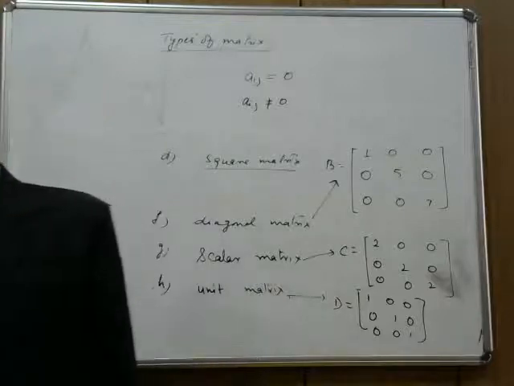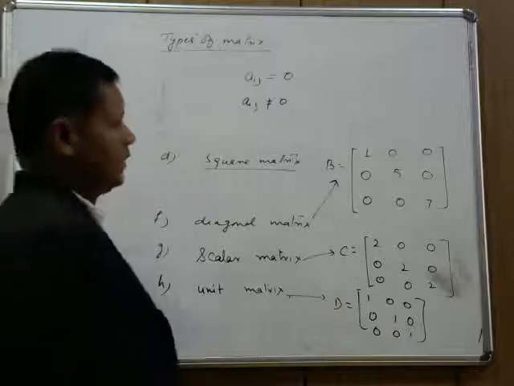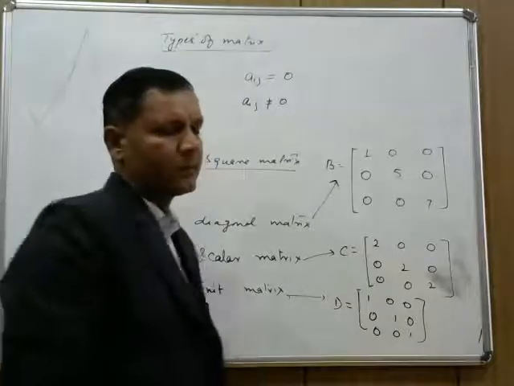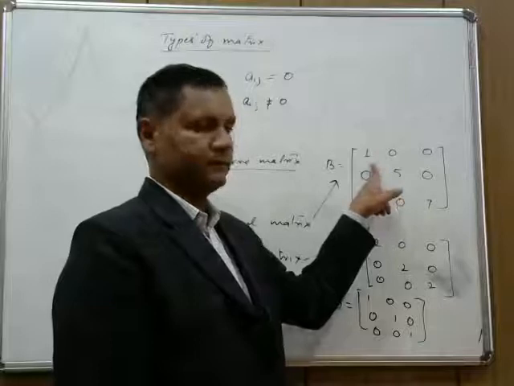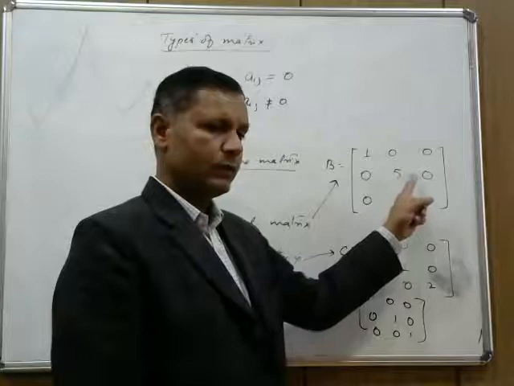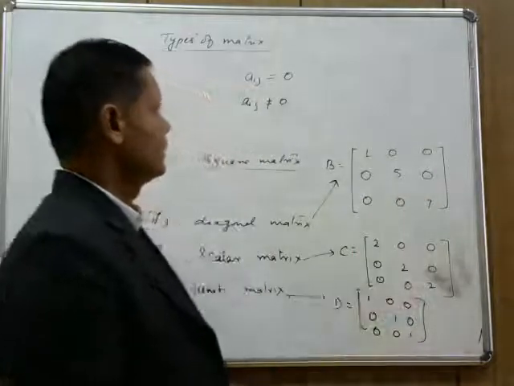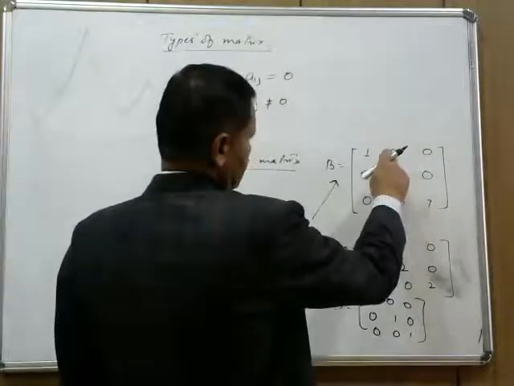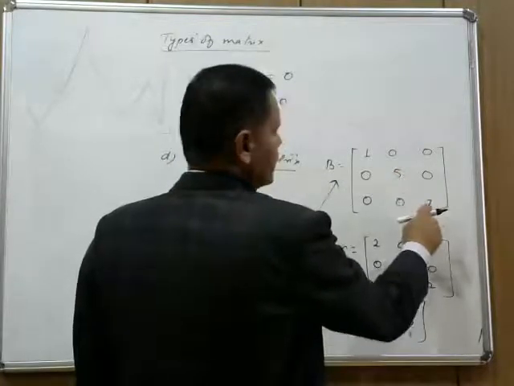Aij equal to 0 and Aij not equal to 0. Aij means the address of each element. If I say A11, A12, A13, A21, A22, A23, A31, A32, A33, here all the diagonal elements are A11, A22 and A33.